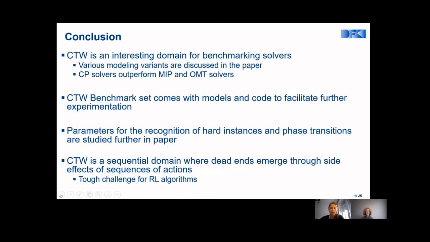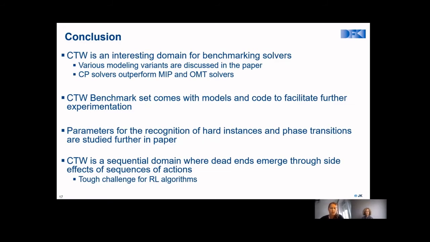Finally, we can come to the conclusions from our paper. We have seen that the cable tree wiring problem is an interesting domain for benchmarking solvers. In the paper, we discuss various modeling variants and compare the performance of the solvers on these modeling variants. Across the board, however, the CP solvers outperform the MIP and OMT solvers, with especially the Cplex CP and Google OR-Tools CP-SAT solvers showing superior performance.